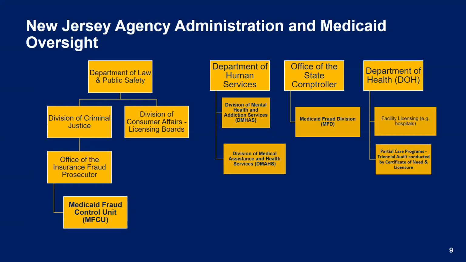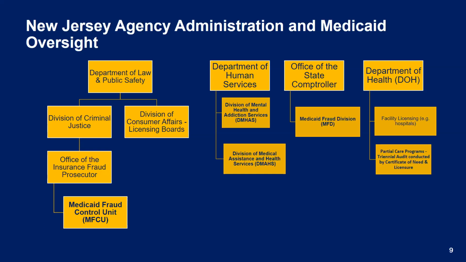This slide provides an overview of the New Jersey state agencies that are involved in oversight of the Medicaid partial care program. Starting on the left, you'll see the Department of Law and Public Safety, which houses both the Medicaid Fraud Control Unit, who you'll hear from later today, which is the criminal arm of the Medicaid oversight, as well as the Division of Consumer Affairs, which is for the licensing boards.